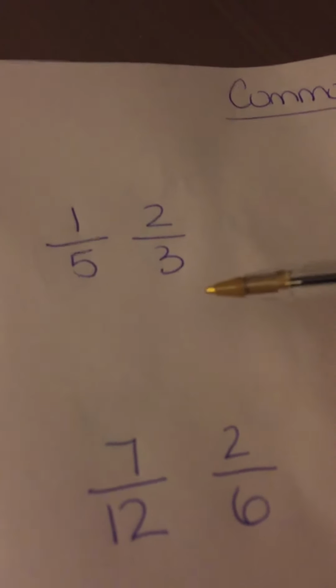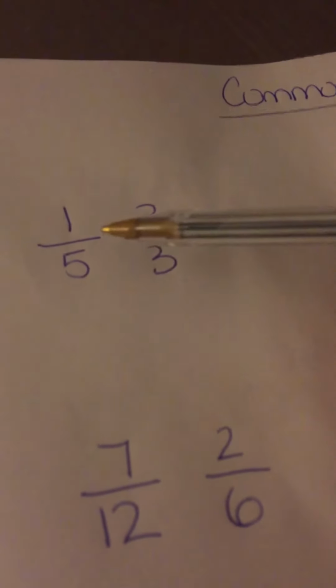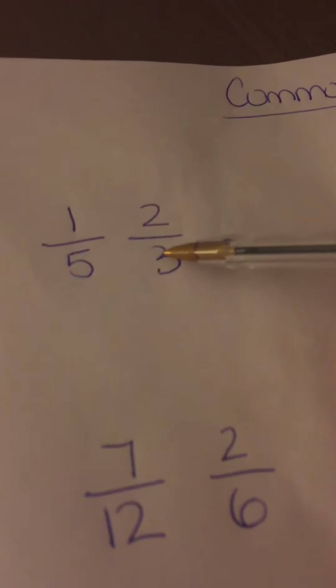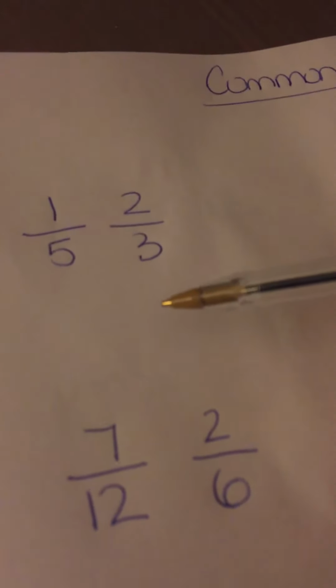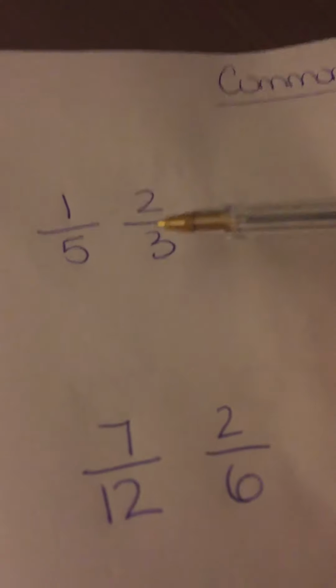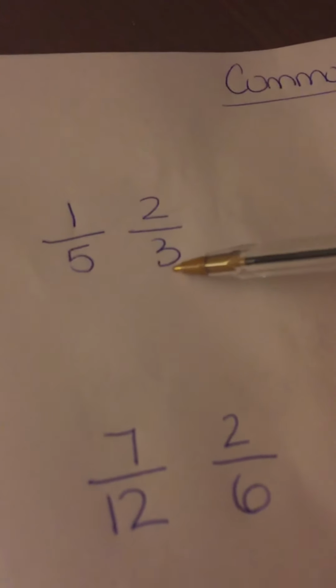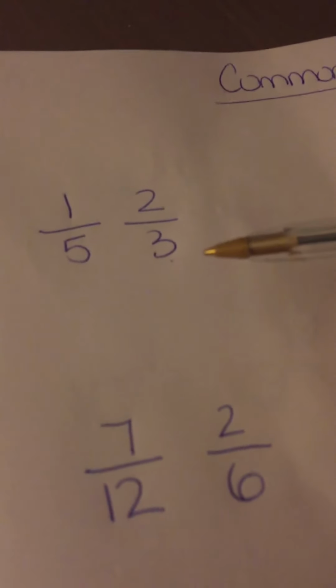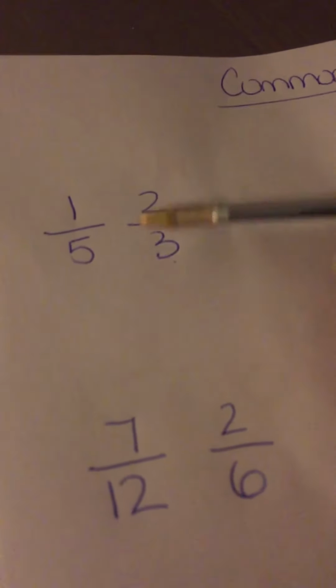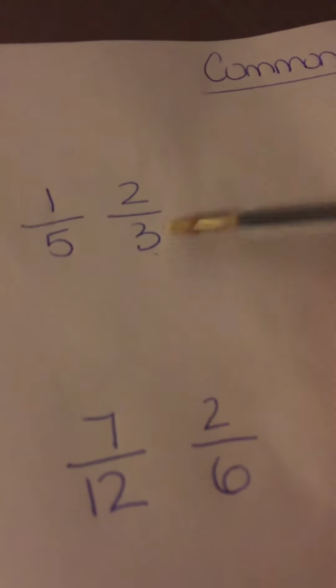Our goal is to create two equivalent fractions, one for each of these, that have a common denominator. Now the first step is we need to figure out what would be a good common denominator for 5 and 3. So we need to think to ourselves, what are some common multiples of 5 and 3?